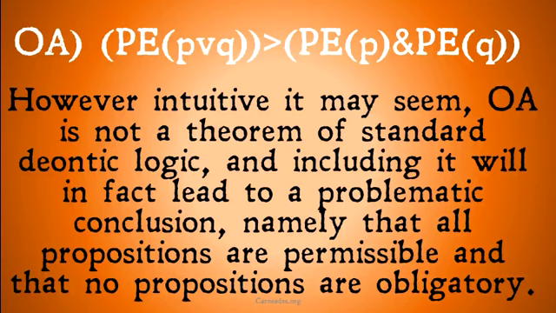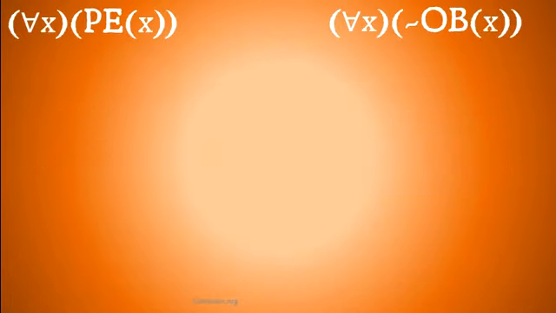Now, while many of us may want to have no obligations and have everything be permissible, this is going to be very problematic for anyone that wants to really construct a concrete or understandable Deontic logic. So let's take a look at why this happens.